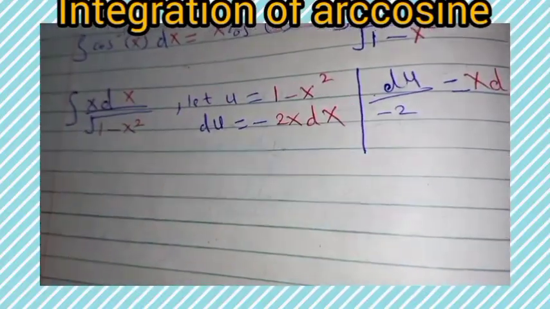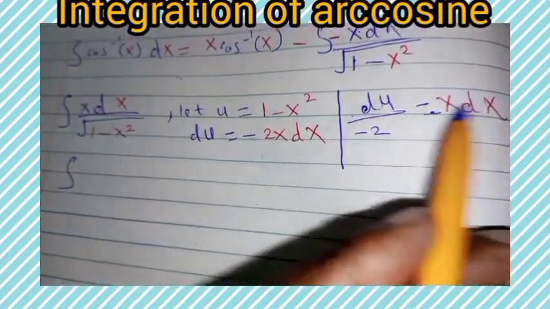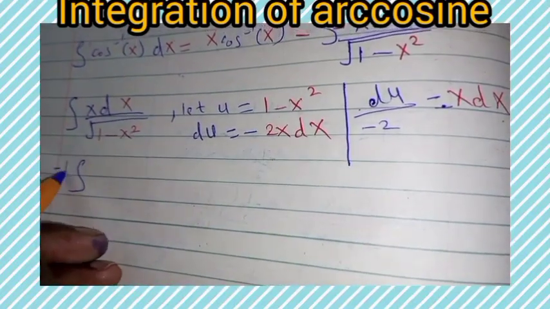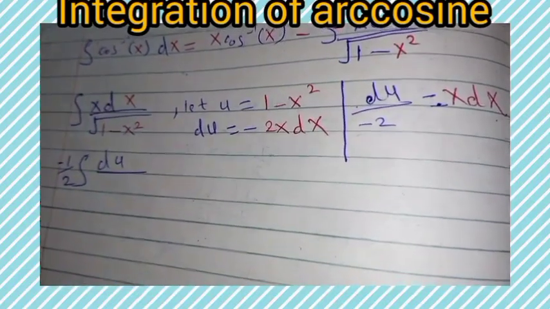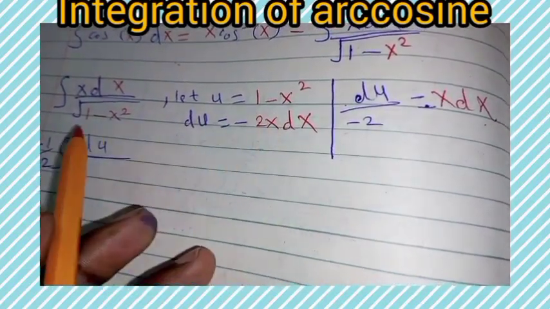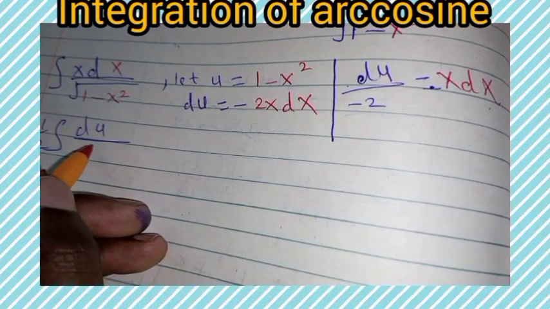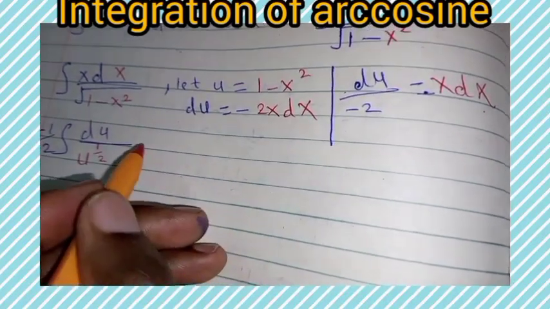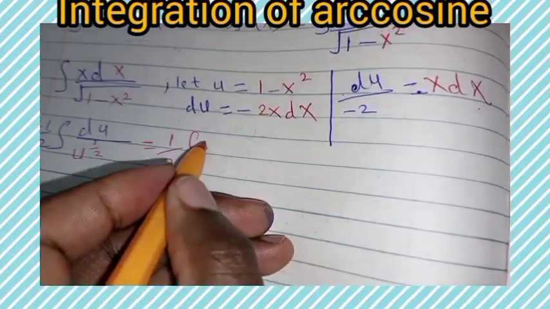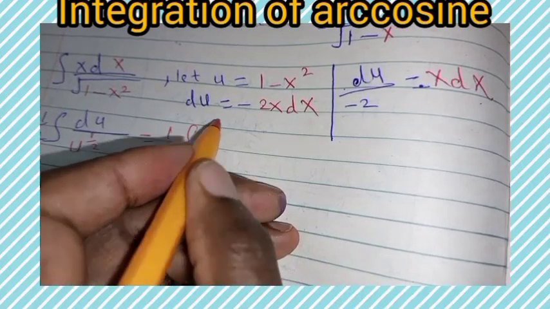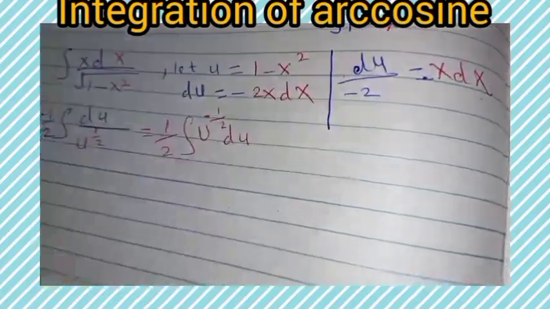Then you come here and you substitute. Instead of x dx, you are going to write negative 1 over 2 du divided by, instead of 1 minus x squared, you are going to write u, and because it is a square root, power half is the same as square root. Using the laws of indices, you can take u up. When you take u up, the index will be negative half. So this is negative half du.